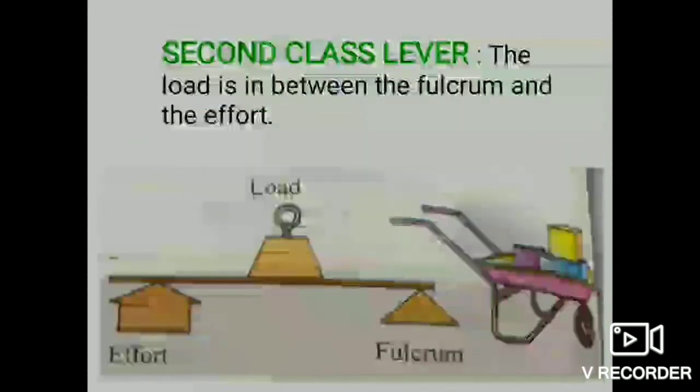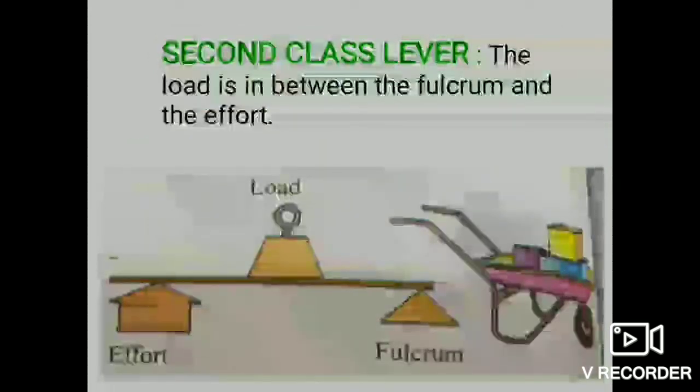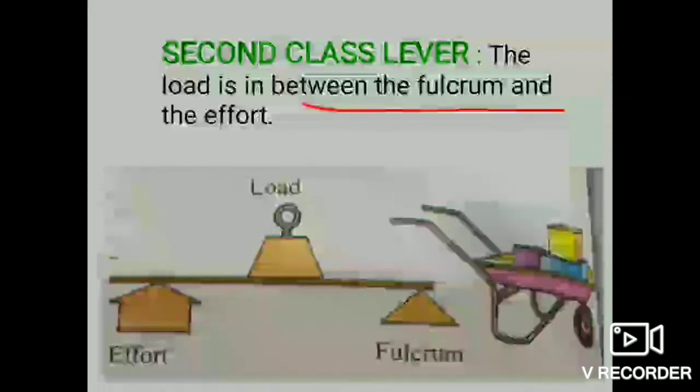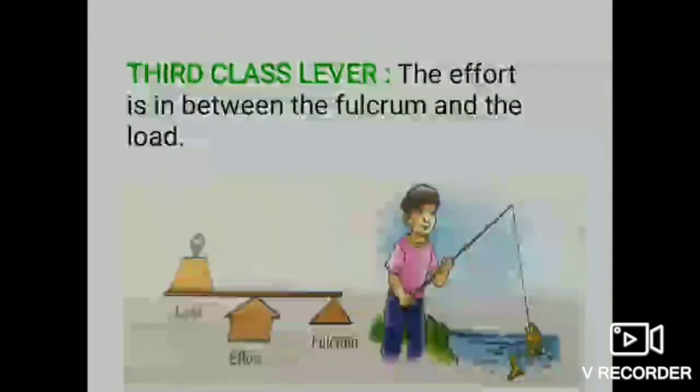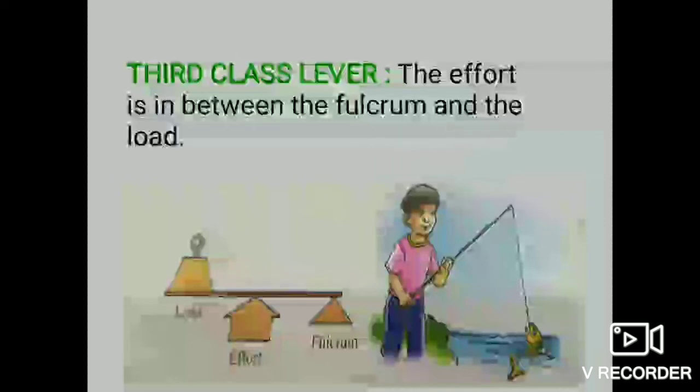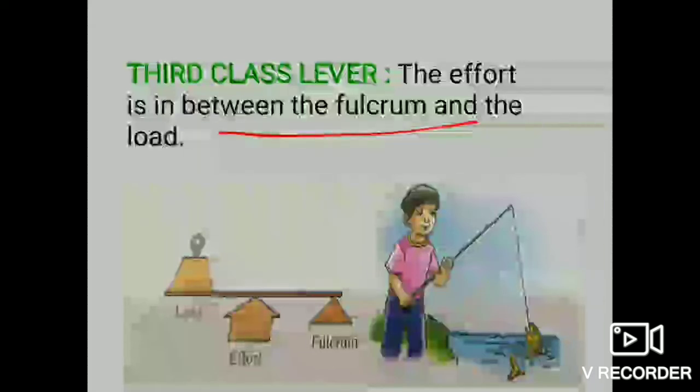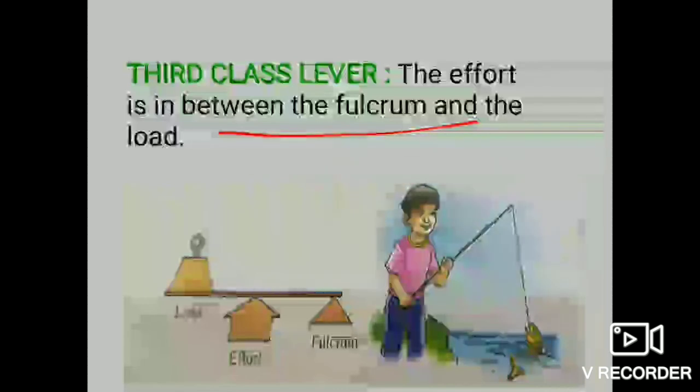Now the second class lever is one in which the load is located between the fulcrum and the effort. For example, a wheelbarrow, a bottle opener and a nut cracker. The last type of lever is the third class lever. In this, the fulcrum is at one end of the lever and the effort is between the fulcrum and the load. For example, a stapling machine and a fishing rod. Okay, I hope you understand.